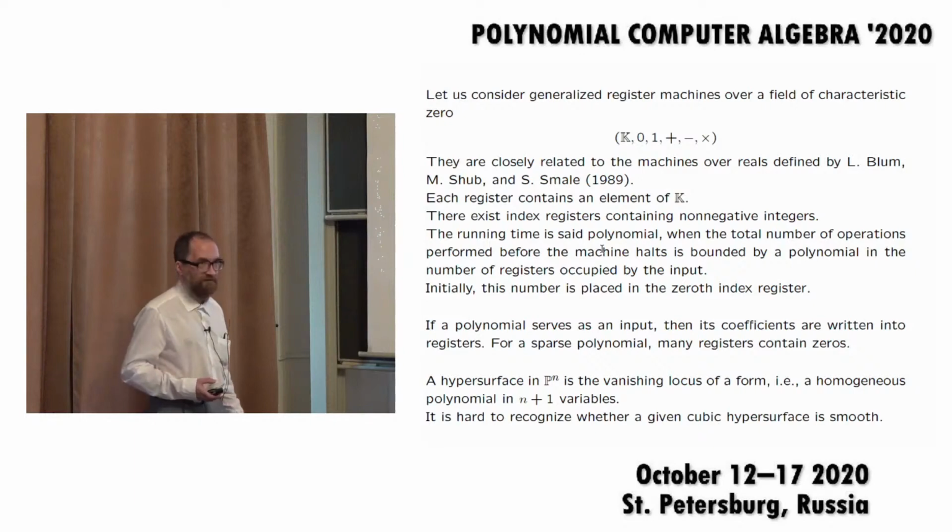A hypersurface in projective space is the vanishing locus of a form, only one form. A form is a homogeneous polynomial, and it is hard to recognize whether a given cubic hypersurface is smooth. But sometimes we can recognize non-smooth, that is, singular hypersurfaces in small dimensions. And we can recognize cubic hypersurfaces having reducible Hessian.